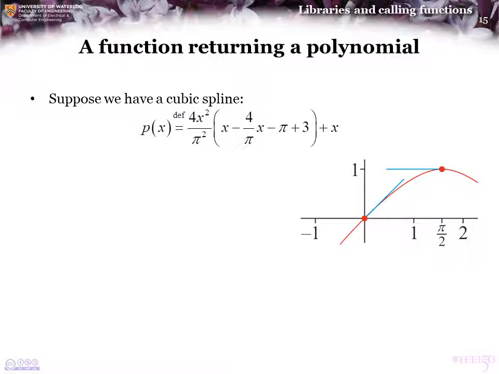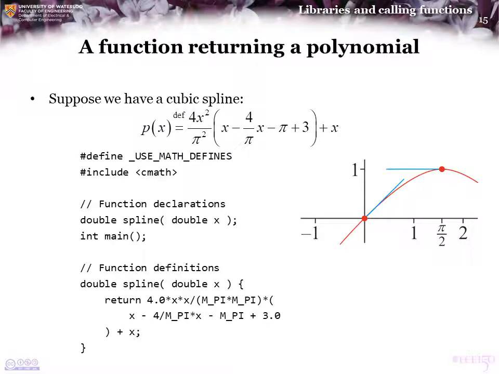Let's implement this polynomial as a function in C++. That is, we want to implement a function that returns the expression we see there. So, of course, we will need M_PI because those are constants that are required. All right, so we include the cmath library. We have the function declaration that spline takes x as an argument, and it's of type double, and it returns a double. Now let's go down and look at the function.